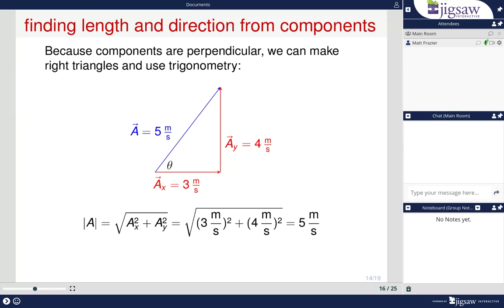Now, like I said, we can go backwards from that. We can take our components and find the necessary hypotenuse and angle. And this is where I'm going to stop the video so that, in part 3, we will do what we can do with inverting this. How can we find distances and directions from components?